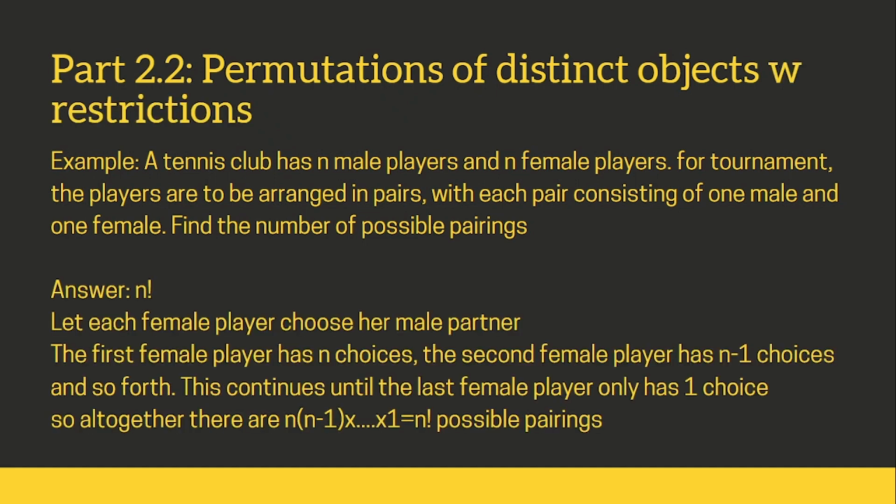Because if you let each female player choose the male partner, the first female player has n choices. The second female player has n minus 1 choices, and so on and so forth until the last female player has only one choice, because there's an equal number of male and female players. And so it's just pairing amongst each other. And we are going to do multiplication because each scenario is dependent on the next person. So in this case, the number of ways will be n times n minus 1 times n minus 2 times all the way to 1, which is basically n factorial.